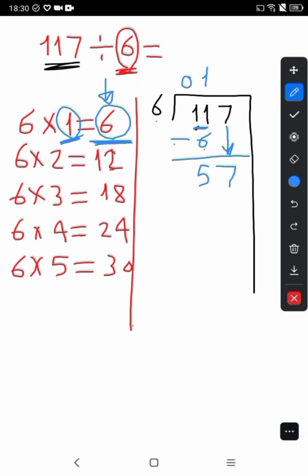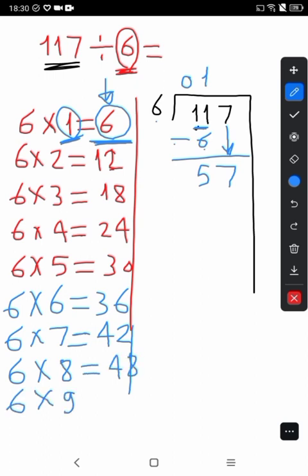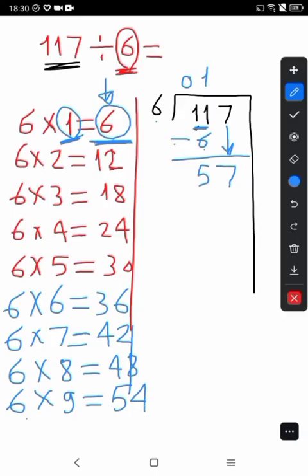57. Okay, 57 is greater than 6. Search for 57, and then we will complete the table. 6 times 6, 36. 6 times 7, 42. 6 times 8, 48. 6 times 9, 54. 6 times 10 equals 60.